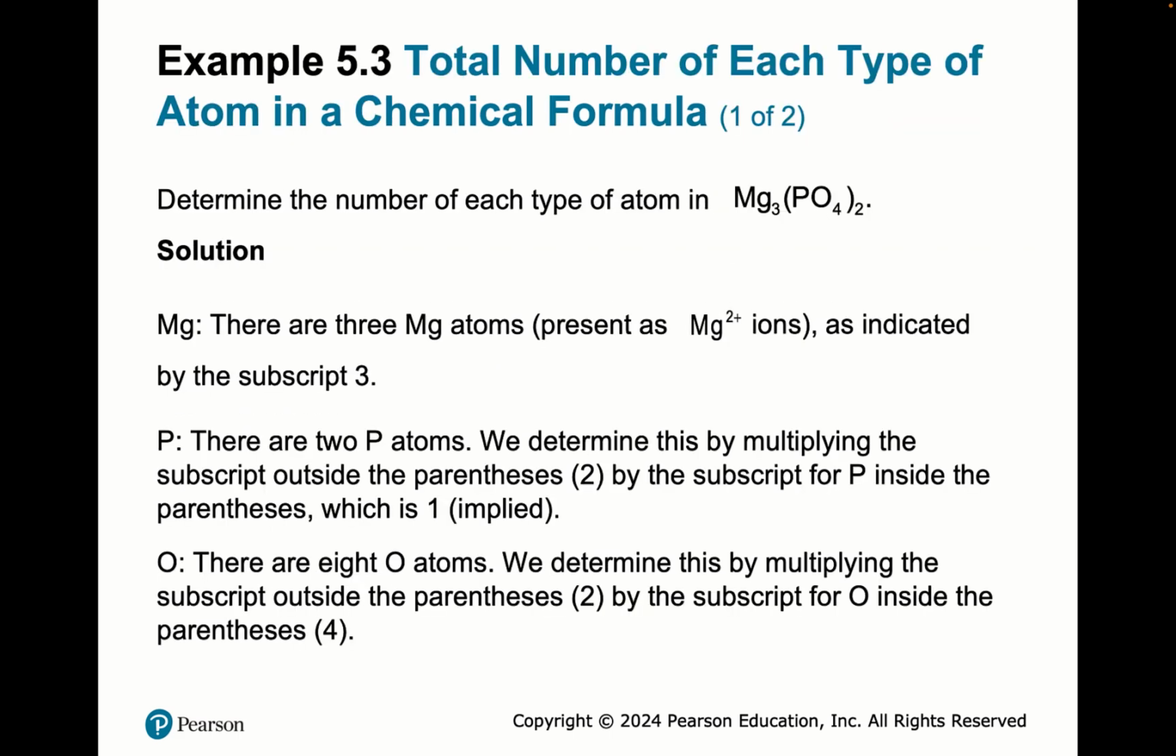So determine the number of each type of atom in magnesium phosphate. So the phosphate group is a polyatomic ion, and that means many atom ions, and there's 2 of them. The parentheses means there's 2 of them. So from this, there are 3 magnesium as signified by the 3 subscript, and there's 2 units of phosphate. So that means there's going to be 2 times 1 for phosphorus, so 2 phosphorus, and then 2 times 4 or 8 oxygens inside of this. And this whole compound has then 3 magnesiums, 2 phosphoruses, and 8 oxygens.